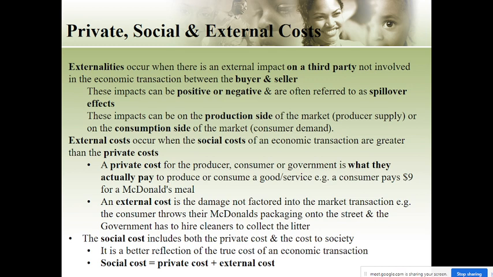And the social cost, it includes both private cost and the cost to the society. Like social cost is equal to private cost plus external cost.